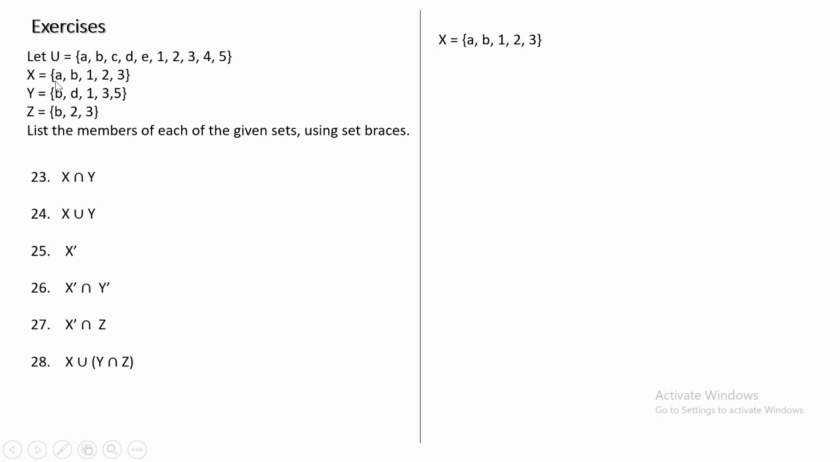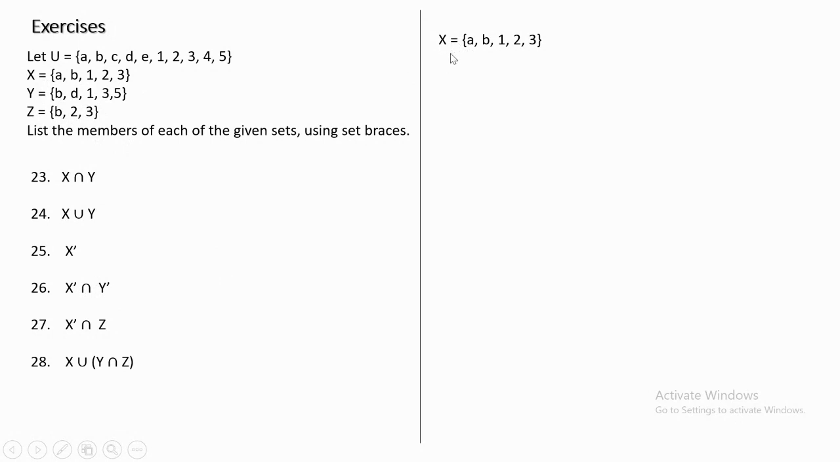So here we start with the universal set: A, B, C, D, E, and 1, 2, 3, 4, 5. Set X is A, B, 1, 2, 3, right? And set Y is B, D, 1, 3, 5, and set Z is B, 2, 3. So since we're going to be needing the complement of both, I like to put all the sets here with its complement.